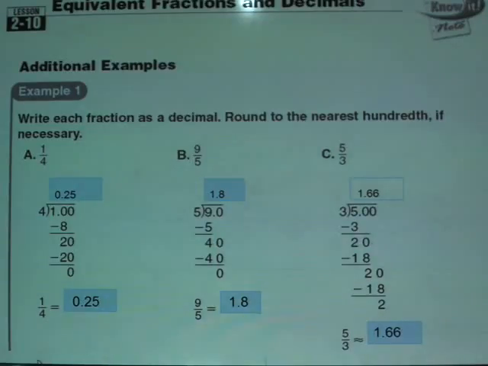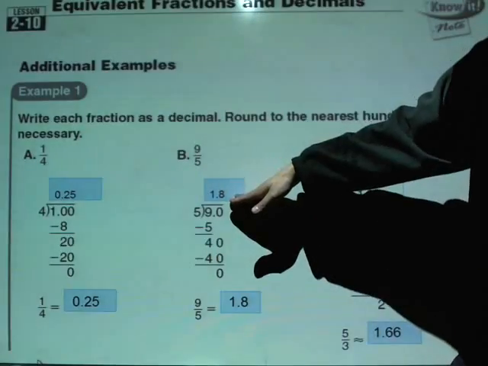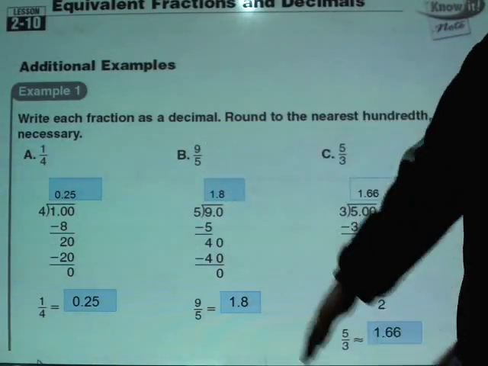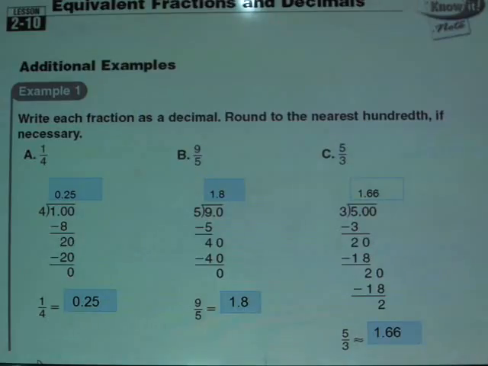In B there, 9/5, again, you're going to divide. 9 divided by 5. Right? 9 divided by 5 is 1.8. Right? That's your answer. Again, verify it on your calculator. If you have something else, you probably did 5 divided by 9. Again, we're always doing numerator divided by denominator.